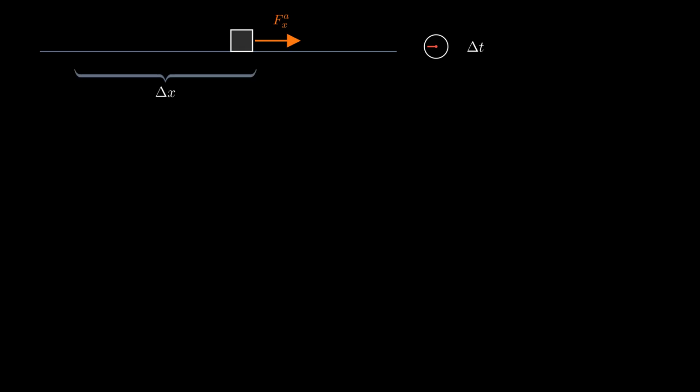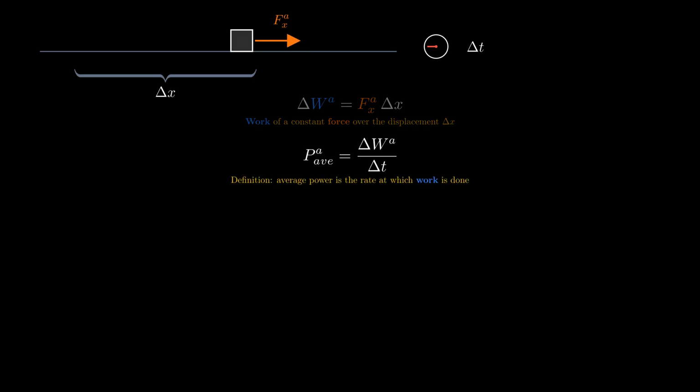Start with a constant applied force acting on a body. Over a time interval delta t, the point where the force acts moves a distance delta x along the direction of motion, so the force does work. Delta W equals F_s times delta x, where F_s is the component of the force along the motion. The average power of the force is defined as the rate at which this work is done. Average power equals delta W over delta t.